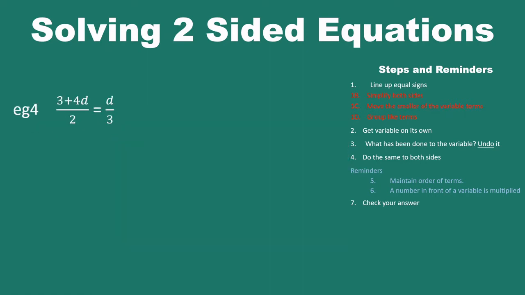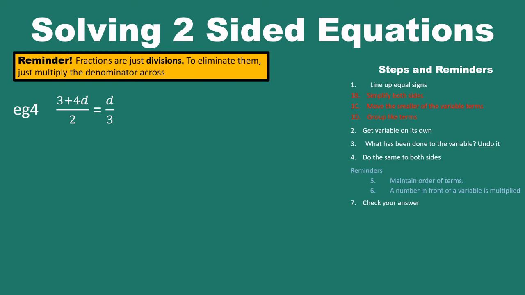Let's try an example with fractions now. Something to keep in mind, don't be afraid. Fractions are just divisions. So to eliminate a fraction, just think about undoing a division. Opposite of divide is multiply. So we'll just multiply the denominator across to the other side. Let's start by trying to get rid of this 2 in the denominator of the left-hand fraction.